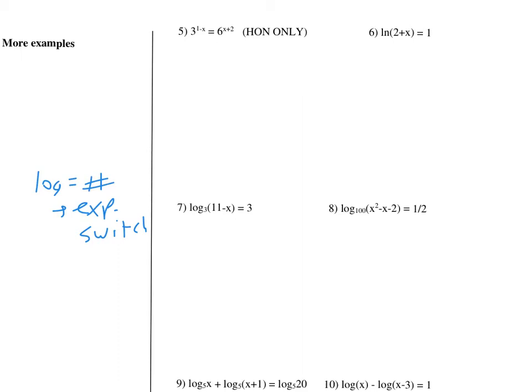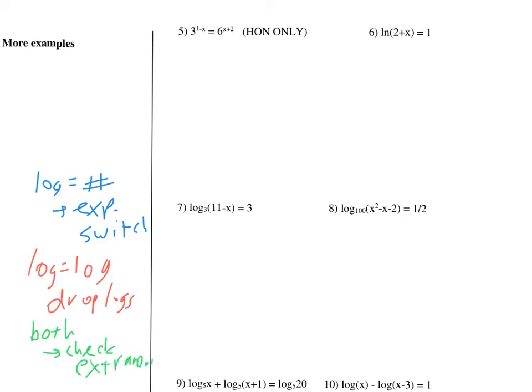But if we have log equals log, we're going to want to just drop the log. We are only allowed to do that if it is log equals log, and they have the same base. We'll see some of that later. Most of what we're going to be doing, these first three, are the first one. But for both of those, you have to check extraneous on these ones. Checking extraneous on these is actually pretty simple. You just have to plug it in and make sure there are no negatives.